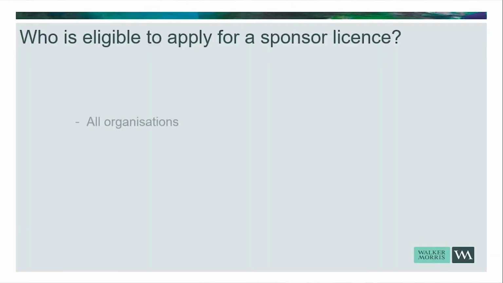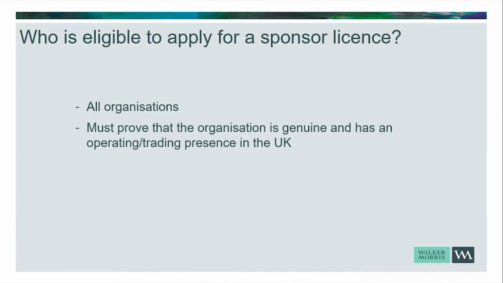So who is eligible to apply for a sponsor licence? All organisations in the UK are eligible, but they must prove that they are genuine and an operating or trading organisation. So as soon as you're incorporated as a business, you'd be considered to be operating and trading in the UK. You must also allocate key personnel to the licence.